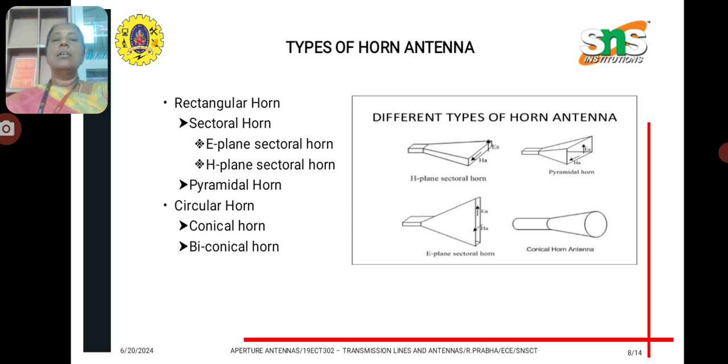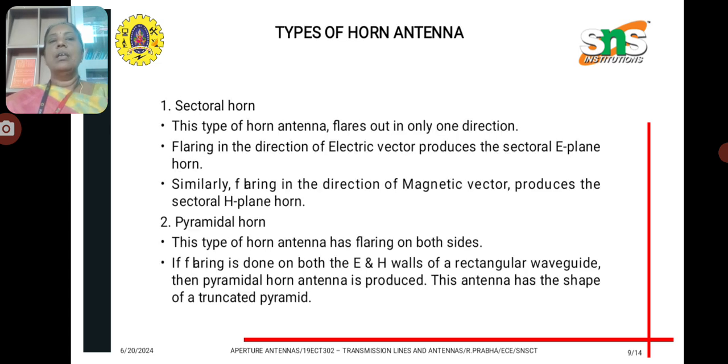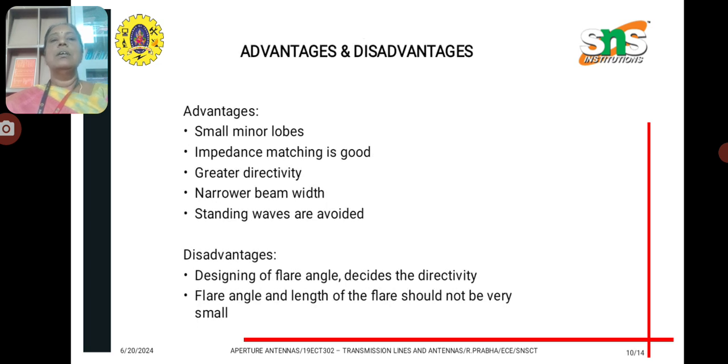The third type is the circular horn. If the waveguide used is a circular waveguide, the horn is called a circular horn. In circular horn there are two types: one is the conical horn and the other is the biconical horn. For the types of horn antenna we discussed, the advantages are small minor lobes, good impedance matching, greater directivity, narrower beam width, and standing waves are avoided.